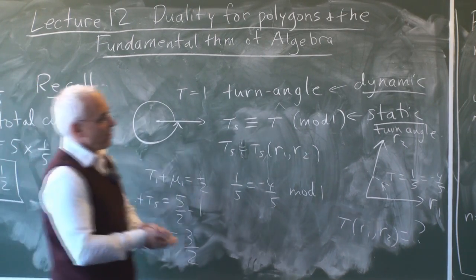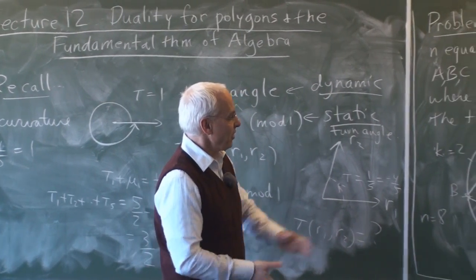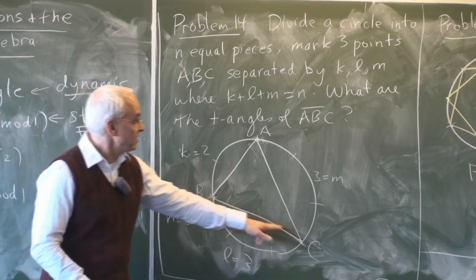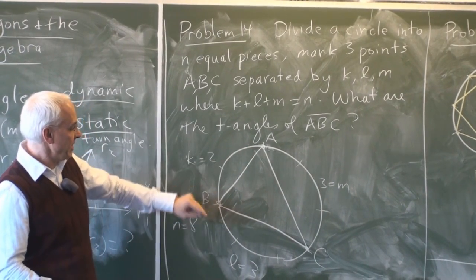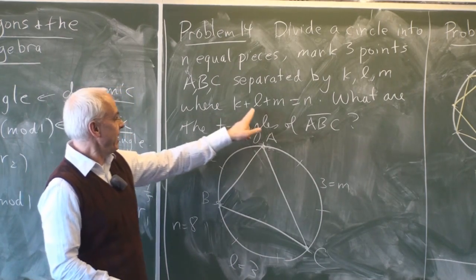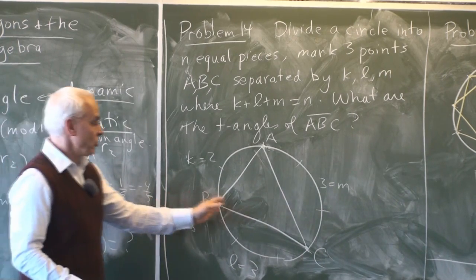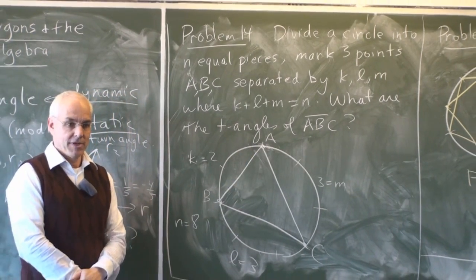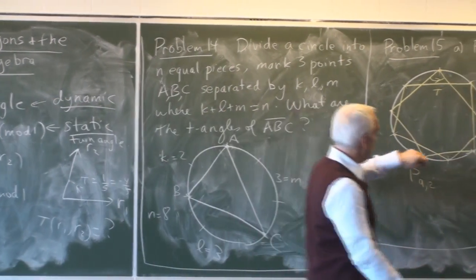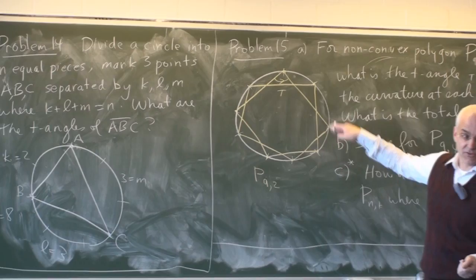Okay, so here are a couple of problems to try out with these turn angles. In the first problem, we divide a circle into n equal pieces. We mark out 3 points, A, B, and C, separated by k of the pieces, m of the pieces, and l of the pieces, where k, l, and m add up to n. And we ask, what are the turn angles of this triangle that we're forming in terms of k, l, and m?